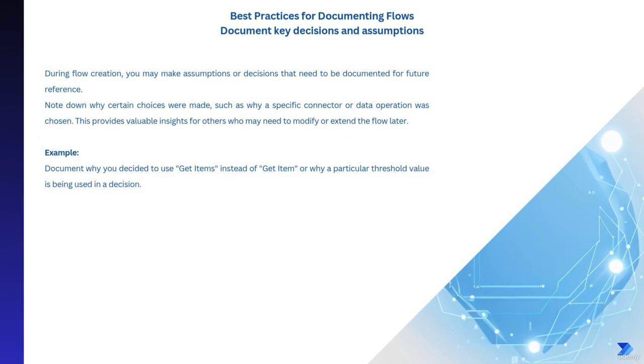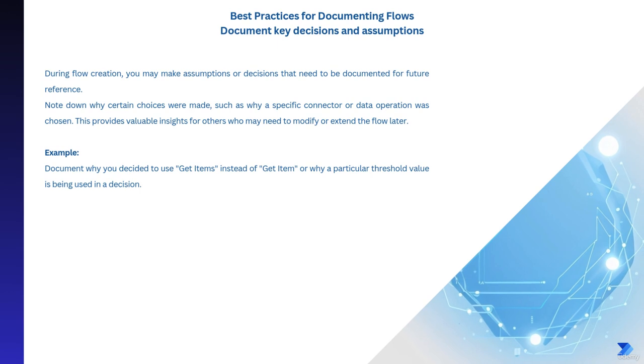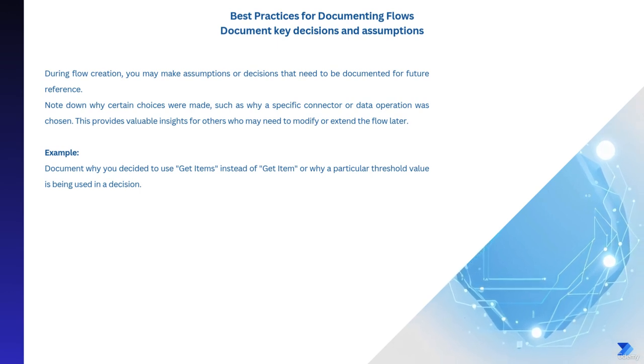Document key decisions and assumptions. During flow creation, you may make assumptions or decisions that need to be documented for future reference. Note down why certain choices were made, such as why a specific connector or data operation was chosen. This provides valuable insights for others who may need to modify or extend the flow later. Example: document why you decided to use get items instead of get item, or why a particular threshold value is being used in a decision.